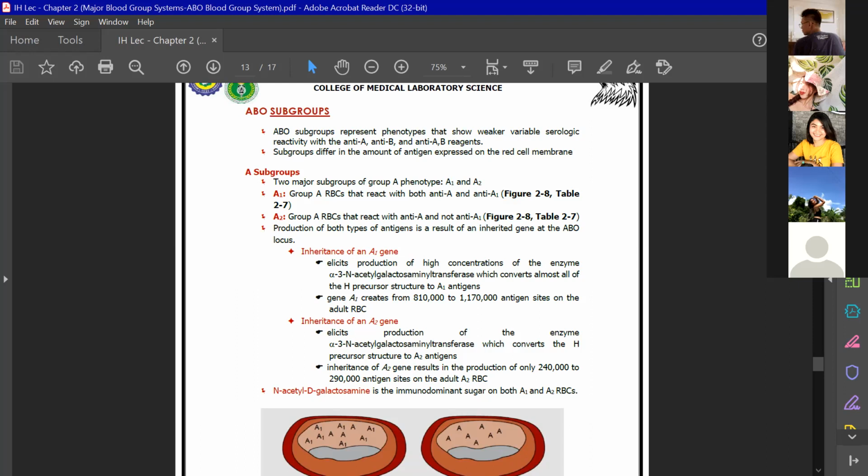We cannot determine the soluble antigens by simply doing your ABO phenotyping. There is a certain procedure used for identifying the ABO soluble antigens present in the secretions of individuals. You cannot identify, I repeat, you cannot identify ABO soluble antigens when we are doing your ABO phenotyping.